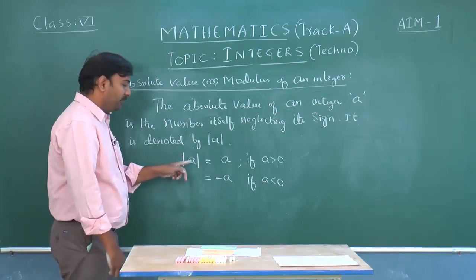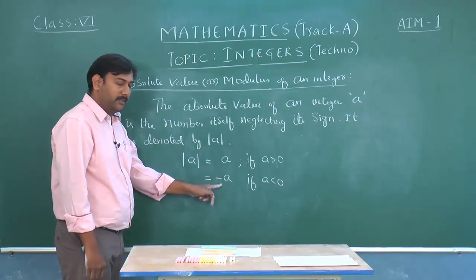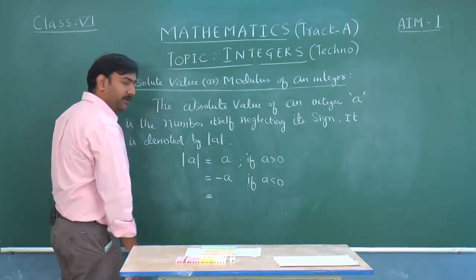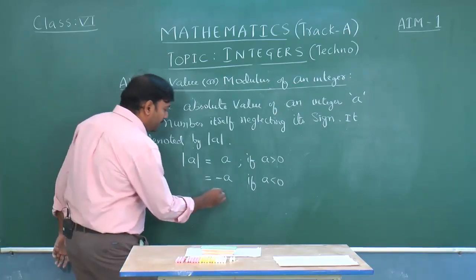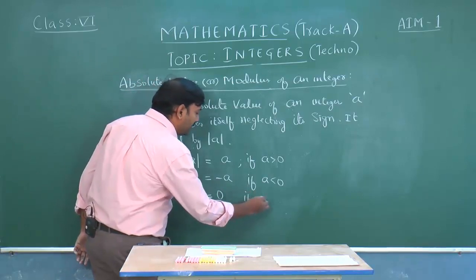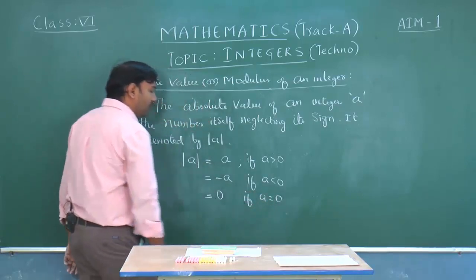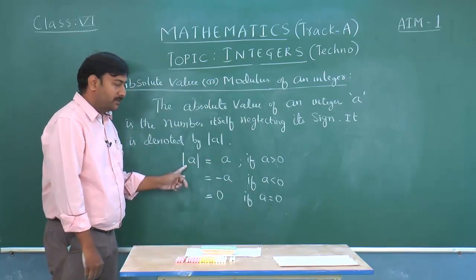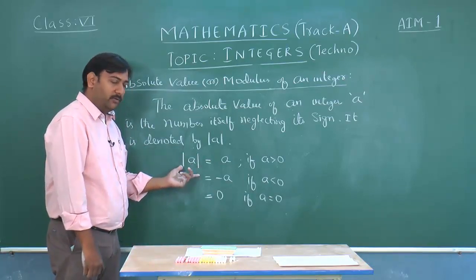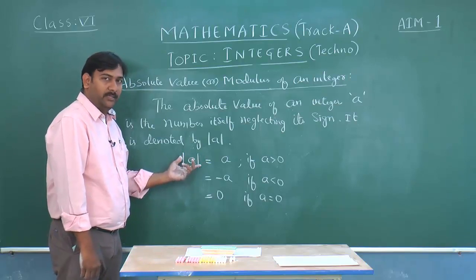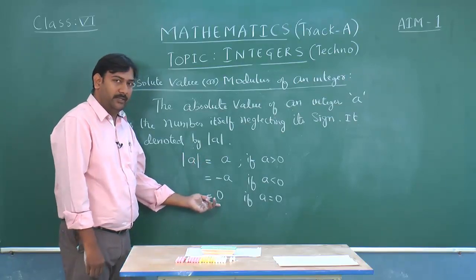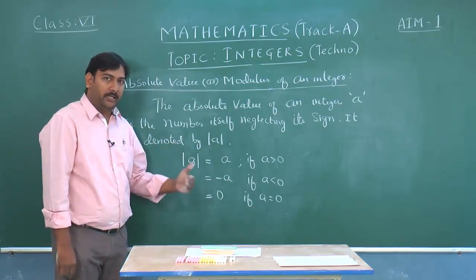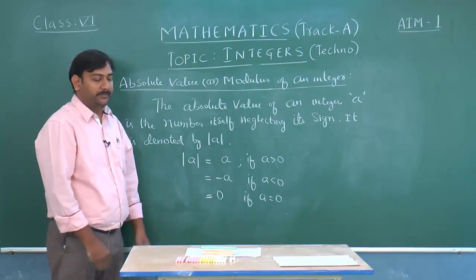So the absolute value of number a is given by minus a if a is less than 0, and the absolute value of a is 0 in case a is equal to 0, because 0 is neither positive nor negative, so it does not carry any sign. Even the modulus is going to neglect the sign, so it remains as 0 in the case if a is 0. Let us discuss this definition clearly through some examples.